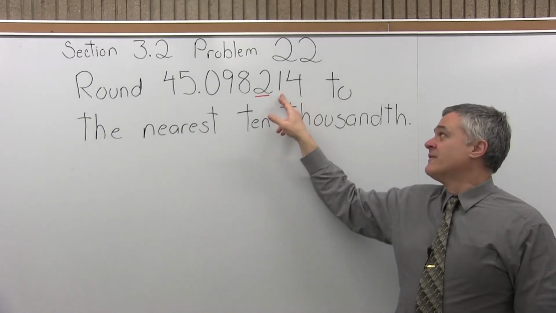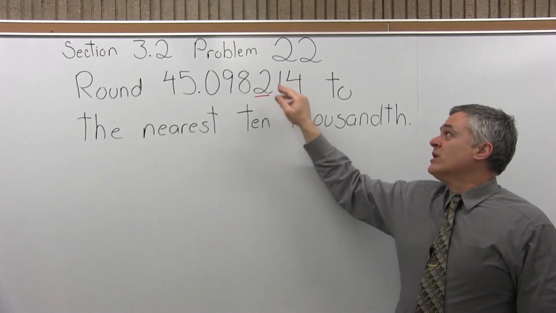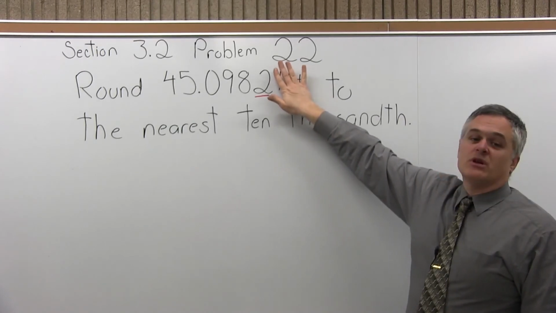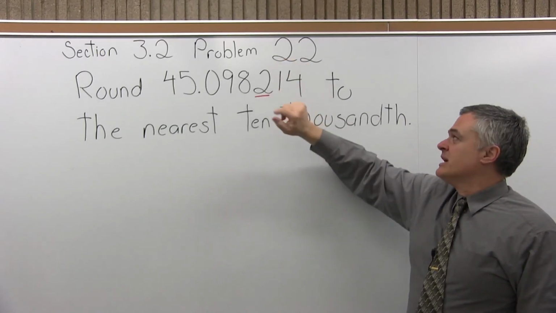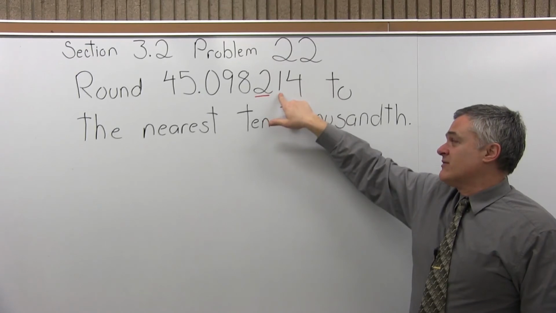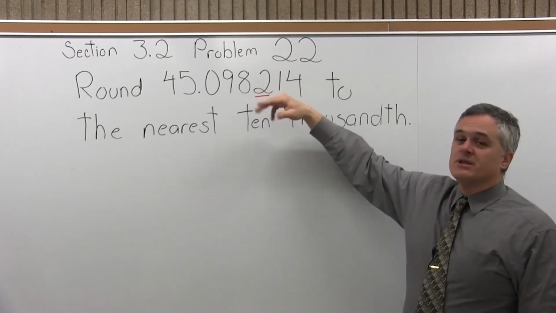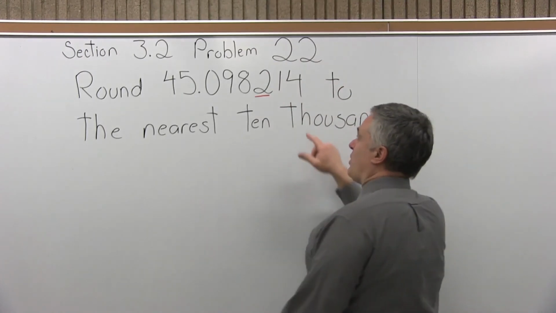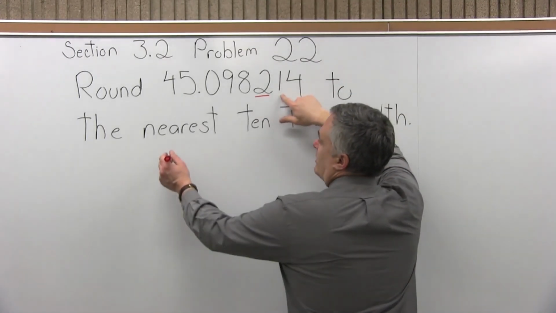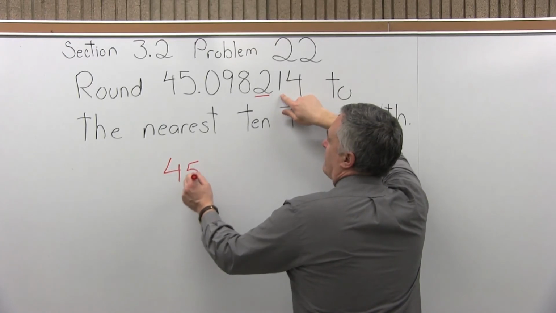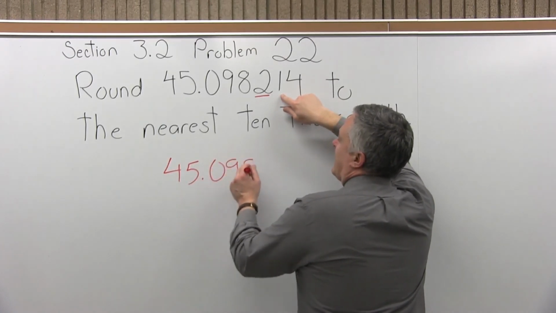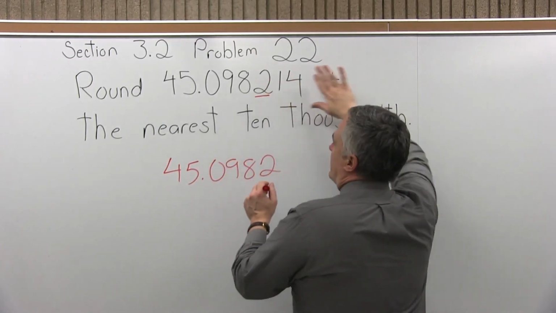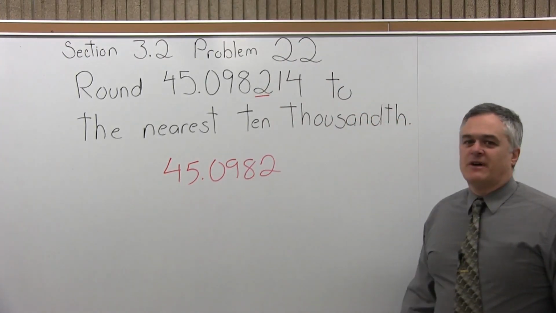That's not big enough. 0, 1, 2, 3, or 4, we just eliminate the digits that come after it, leave the rounding position the way it is. If it were bigger, 5, 6, 7, 8, or 9, you would increase the rounding digit by 1, it would bump up to a 3, and then you eliminate the digits after that. But it is small, it's on the small part of it, so we will just leave the 2, and we have 45.0982, the other digits after it are eliminated, and that is the final answer.